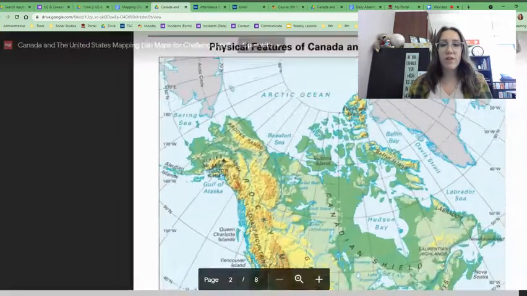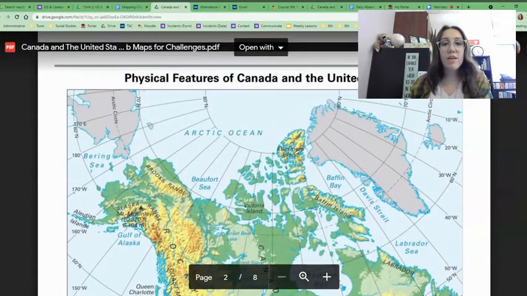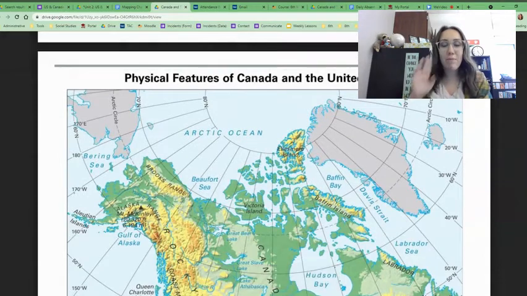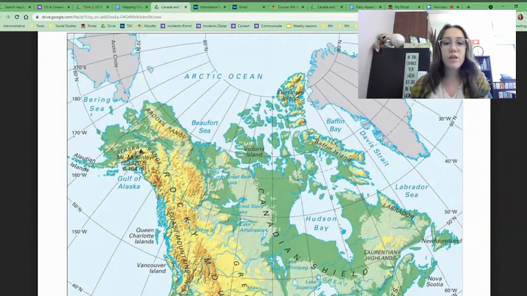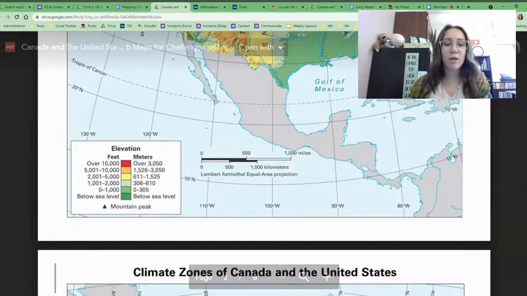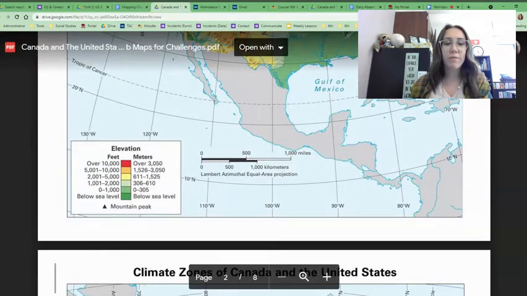So we'll start with physical features. Now, we did our physical features mapping challenge. That was mapping challenge number 1. So you should hopefully remember that physical features are things like mountains, rivers, oceans, lakes, so on and so forth. These are things that we can see on the earth, things that we can observe. This map has a key at the bottom. You're usually going to want to look for a key here at the bottom.